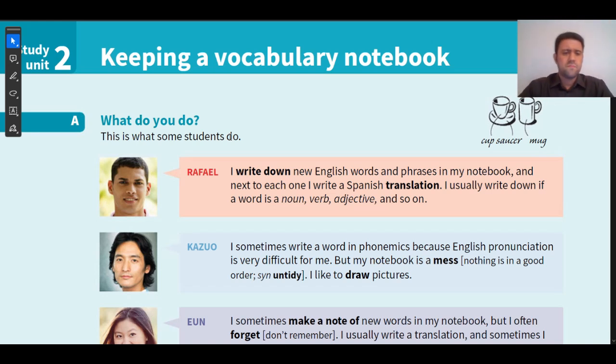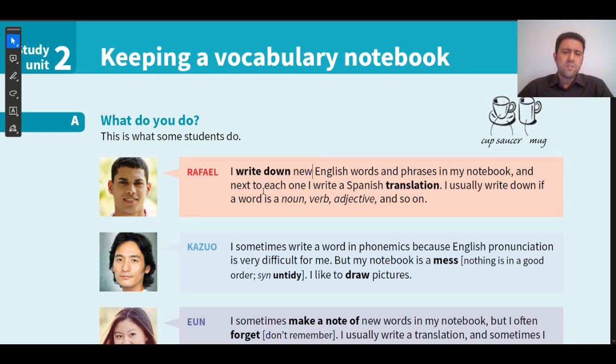As an example, the first person, Raphael: I write down new English words and phrases in my notebook. So here it is written write down, but what's the difference between write down and write? Write is a more general word and means to make letters or numbers on a surface. But write down means to write something on a piece of paper in order to memorize it or not to forget it.